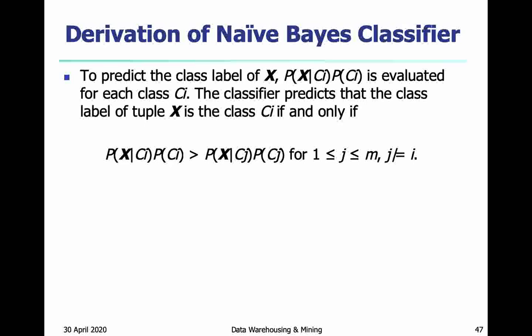So various empirical studies of this classifier have been done, and according to theory, the error rate is minimum compared to the other classification algorithms. But in practice, it totally depends on the situation, right? It totally depends on the class conditional independence, right?